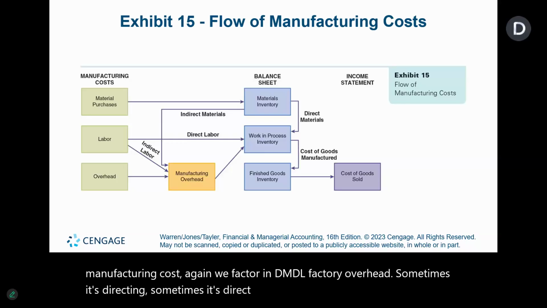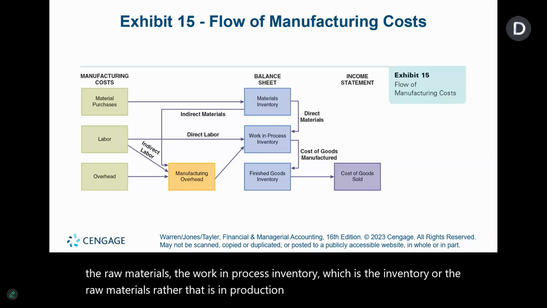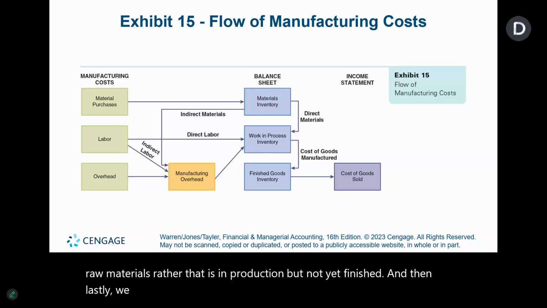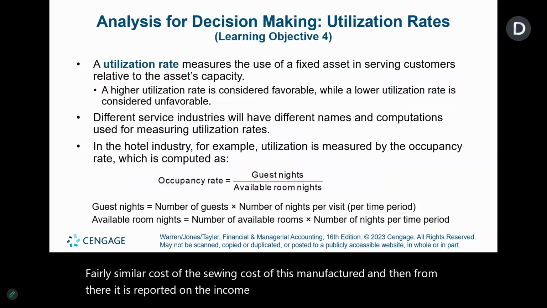And then on the balance sheet, we factor in the raw materials, the work in process inventory, which is the raw materials that are in production but not yet finished. And then lastly, we have the finished goods inventory. So again, fairly similar cost of goods sold and cost of goods manufactured. And then from there, it is reported on the income statement.